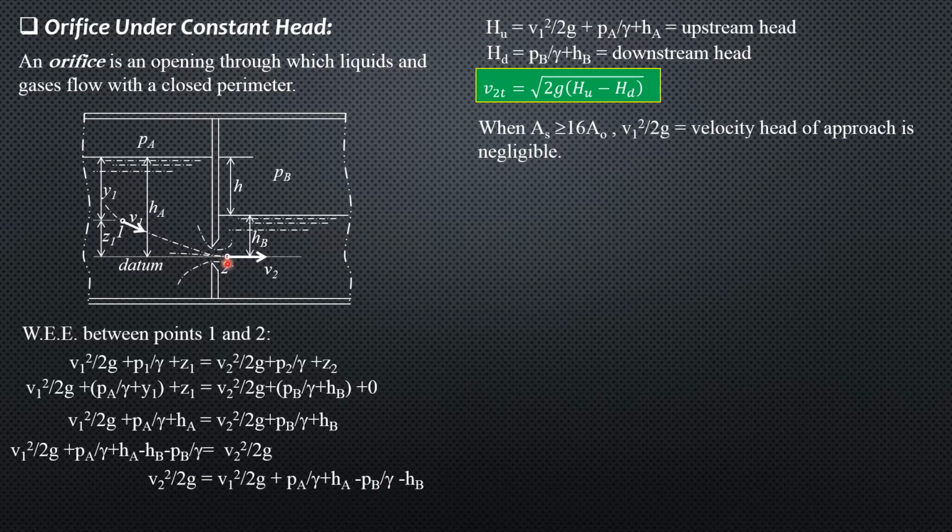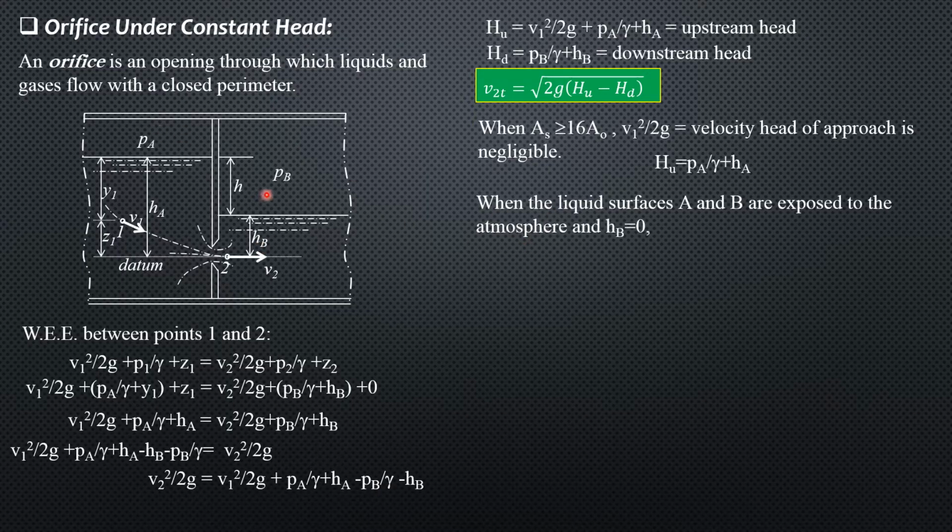Then the downstream head consists only of pressure head at B and H sub B. Now, aside from that, when the liquid surfaces A and B are exposed to the atmosphere at the same time, H sub B is 0. So this situation reduces to this situation here.